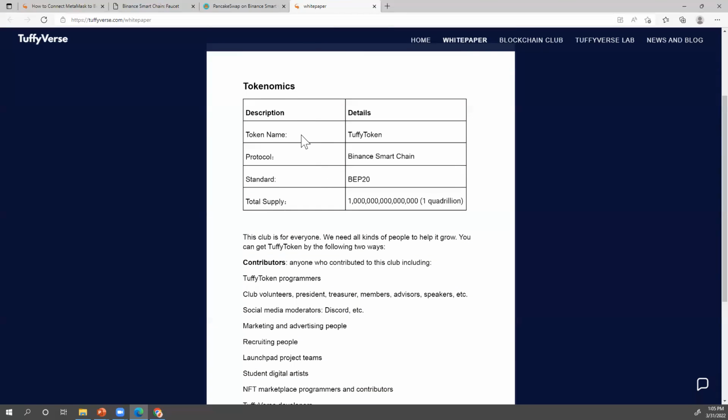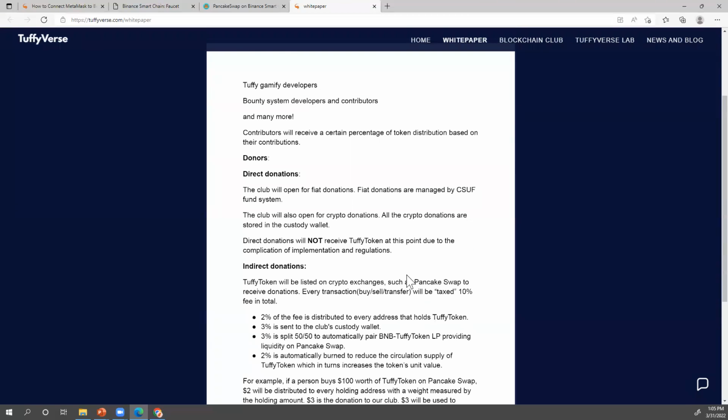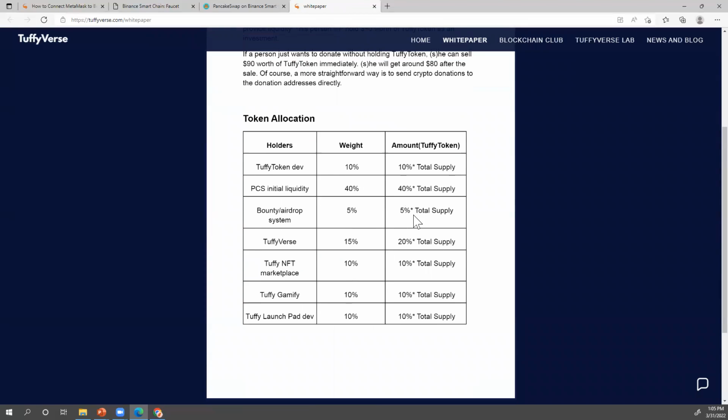and this is the tokenomics of Taffy Token. Any contributors can contribute to the club in different ways, and all of their contributions will be rewarded using Taffy Token. For donations, direct donations are managed by the university fund system. Taffy Token is only for receiving small amounts of indirect donations. This is the token allocation for Taffy Token.